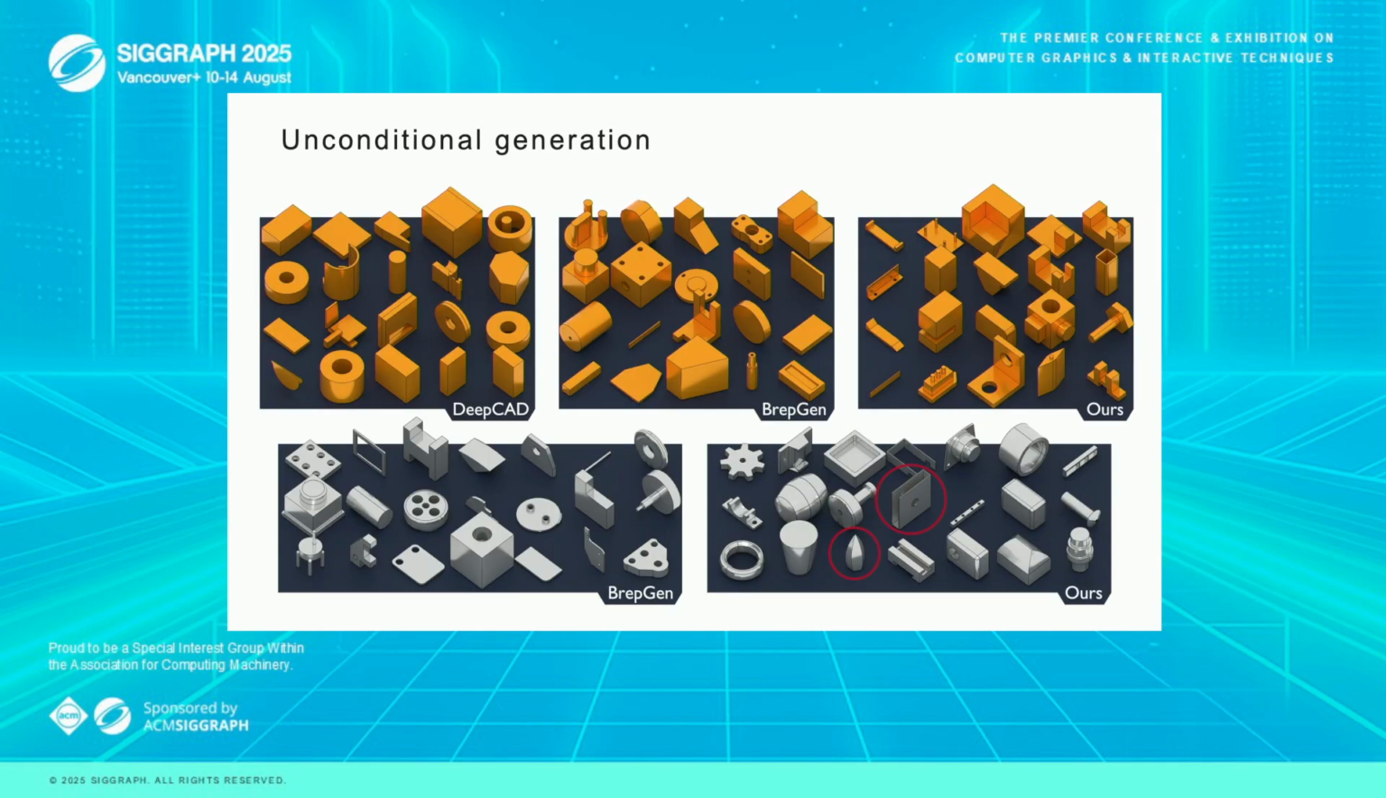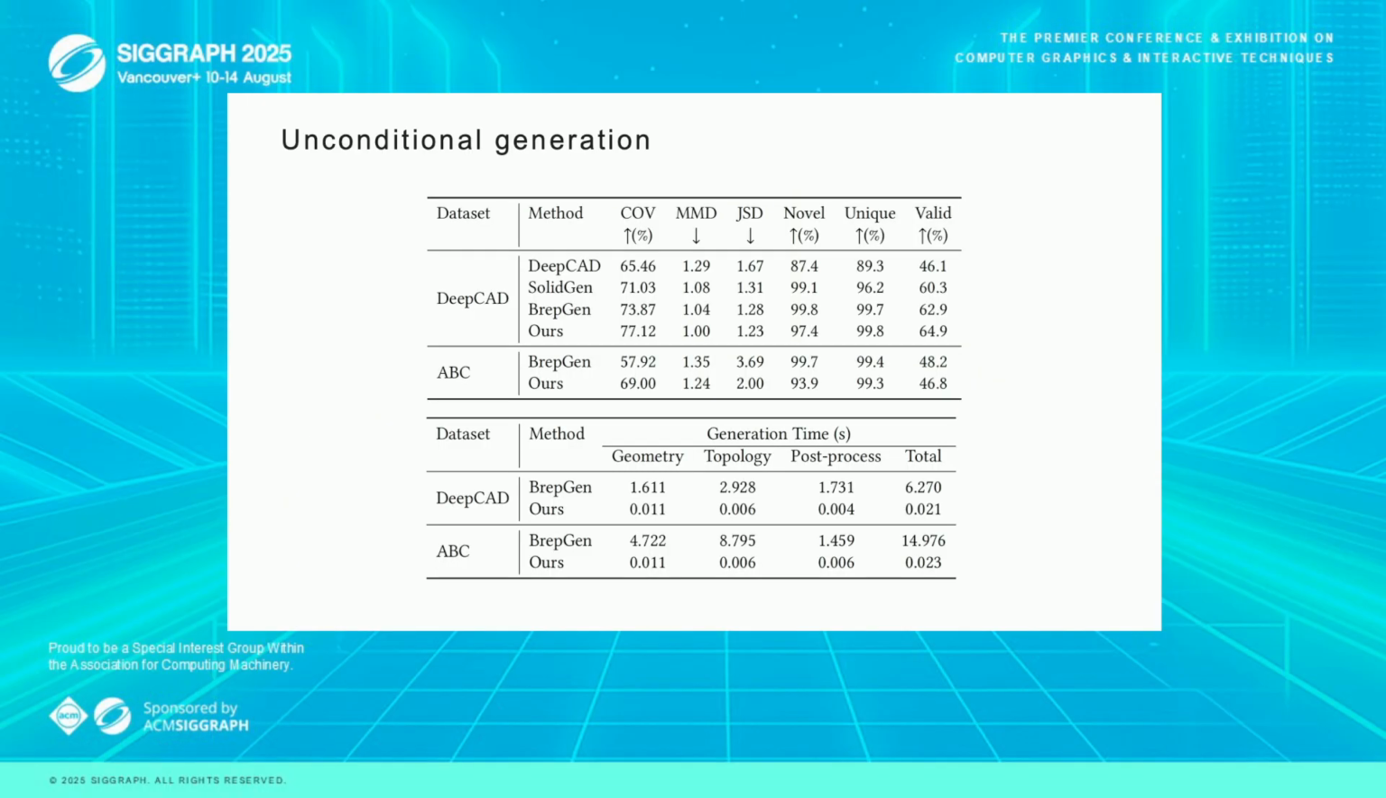Here are the comparison results for unconditional generation. Our generated results shown on the right include BREP models with conical vertex and thin plate shapes. Besides the generation quality, it's worth noting that our method significantly improves generation efficiency. As shown in the table below, compared to the diffusion-based method, our approach requires much less time.